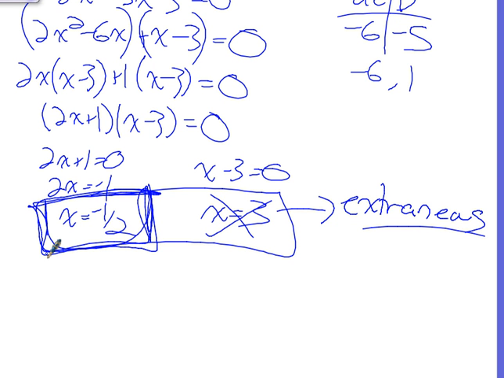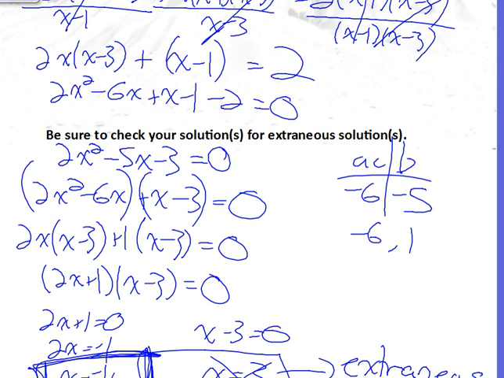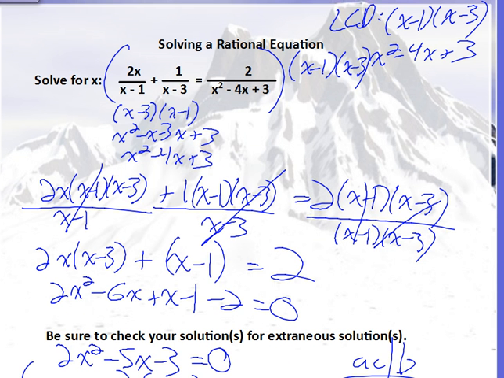Alright, hopefully this all made sense to you. Remember, the first step really is just to multiply everything by that least common denominator. Then cancel out everything you can cancel, and then you just solve.